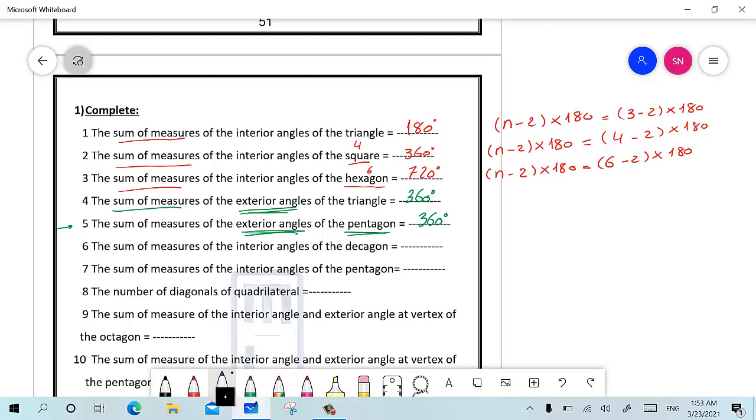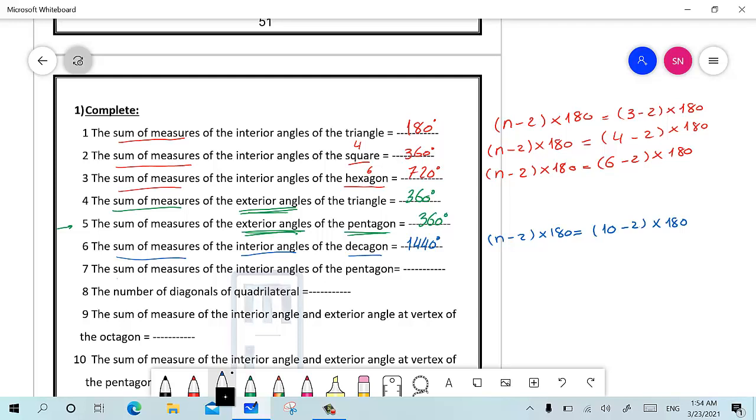Let's go now for number 6. I need to find the sum of measures of the interior angles of a decagon. So sum of interior, so I'm using the rule n minus 2 times 180. And a decagon is a 10-side polygon. So 10 minus 2 times 180, and this equals 1440 degrees. This is the sum of measures of interior angles.